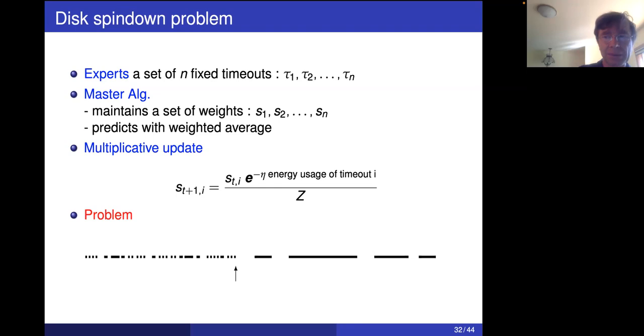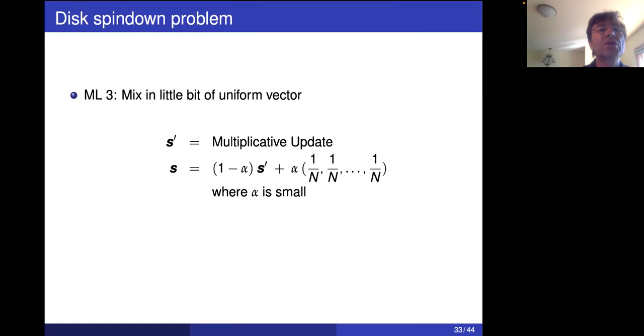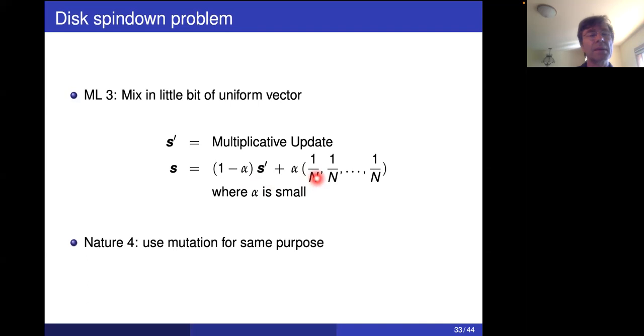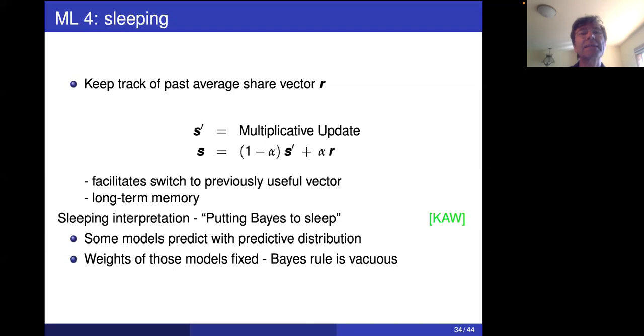What you do is the fixed share to uniform, invented with Mark Herbster. You do a multiplicative update. You scale down your current share vector by a fixed factor, let's say 99%, so alpha is 1%. Then you mix in a little bit of the uniform. Maybe nature uses mutation for the same purpose. You need to make your multiplicative update robust that way if data changes over time. Otherwise you're totally screwed.